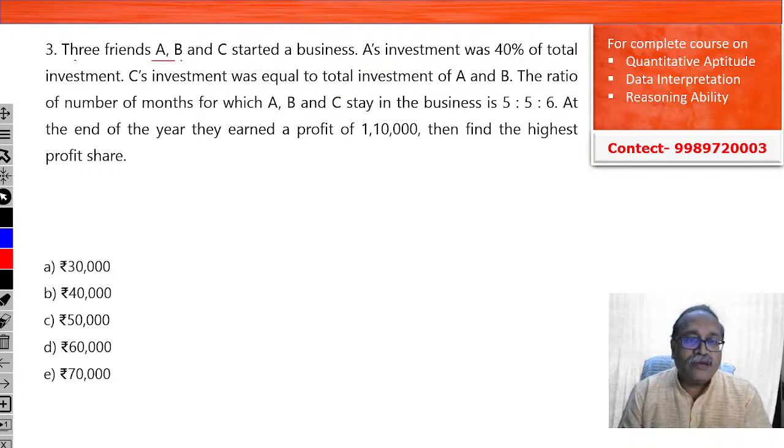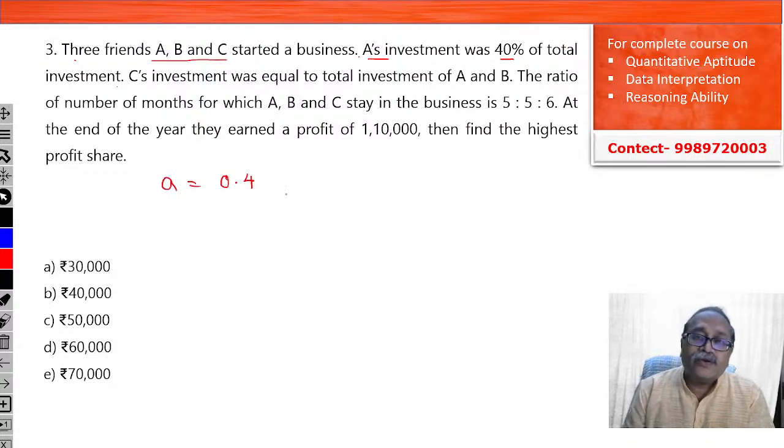3 friends A, B and C started a business. A invests 40% of the total investment. A का इन्वेस्टमेंट जो है, A is equal to 40%, 0.4 of the total investment, or I can write it down as 40% means 2 by 5 of A plus B plus C.